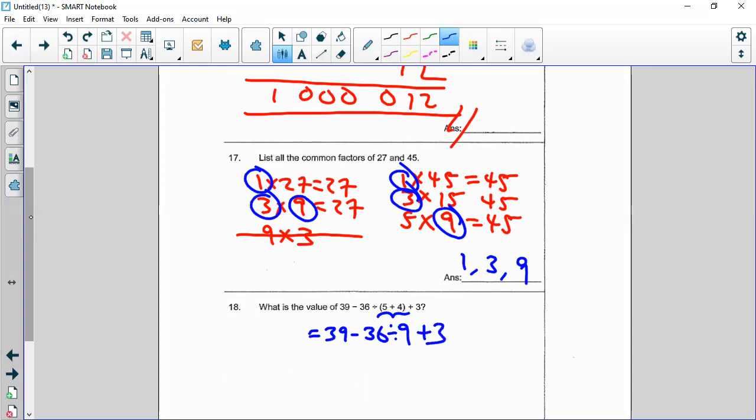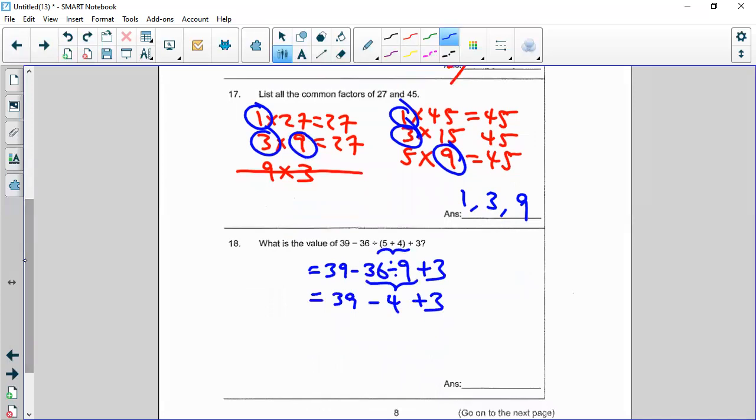So your statement will get shorter and shorter as you do step by step. So you have minus, divide, and plus. So do the divide first. So 39 minus 4, and then plus 3. Okay, and then you have minus and plus. What do you do first? You do left to right.